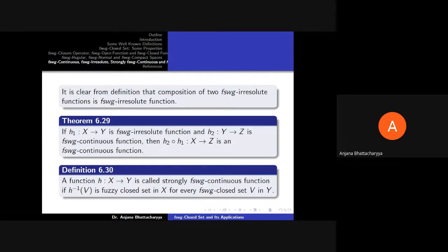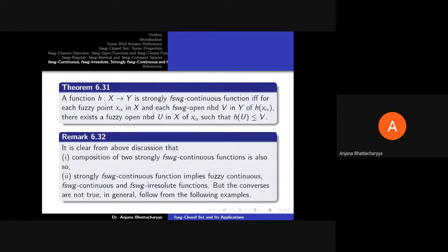Now, next definition, a function h: x to y is called strongly Fswg continuous if the inverse image of an Fswg closed set is fuzzy closed. This is the characterization. A function h: x to y is strongly Fswg continuous if and only if for each fuzzy point x alpha in x and each Fswg open neighborhood v of h(x alpha) in y, there exists a fuzzy open neighborhood u of x alpha in x such that h(u) is less than or equal to v. It is a remark that the composition of two strongly Fswg continuous functions is also so.